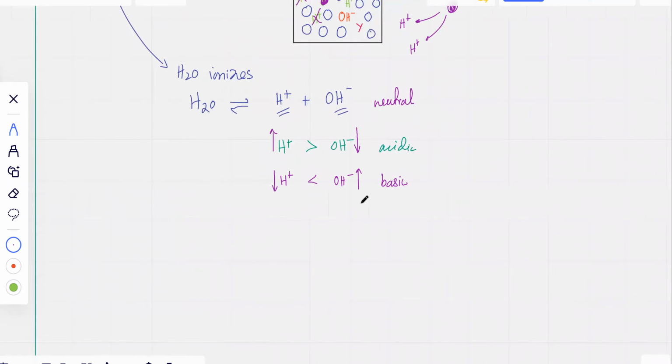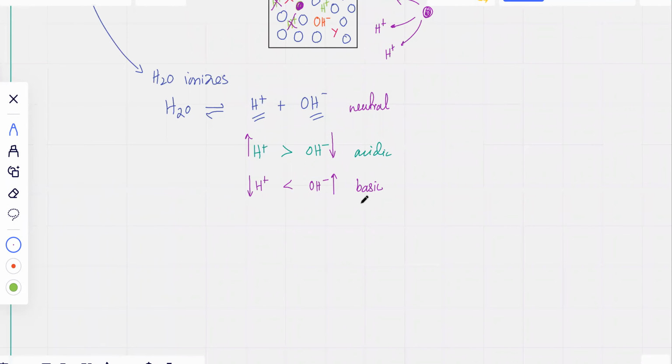So you have three types of water solutions. One of them is called pH 7, that's neutral. Acidic is pH less than 7. And basic is pH greater than 7. So you've got three types of solutions: acidic, basic, and neutral.